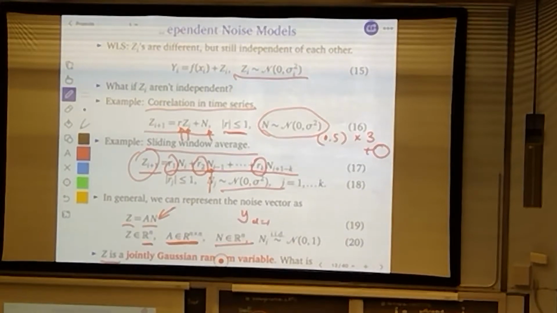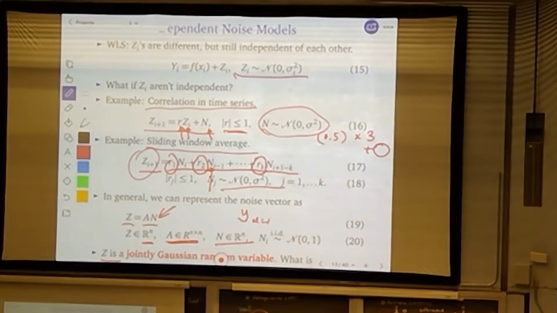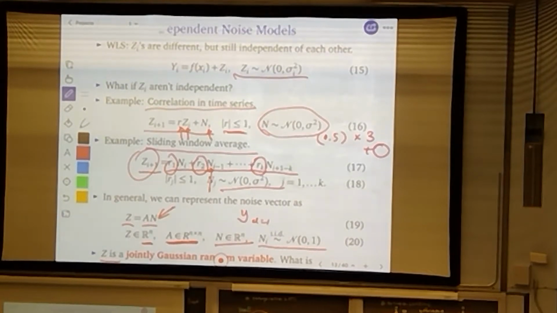Now we need to figure out how to derive P of Z. What is the probability of Z when Z is a jointly Gaussian random variable? If each instance is independent of each other, we know that each is just Gaussian. So the covariance matrix will be a diagonal matrix, very easy to handle. But what about a generic jointly Gaussian random variable?